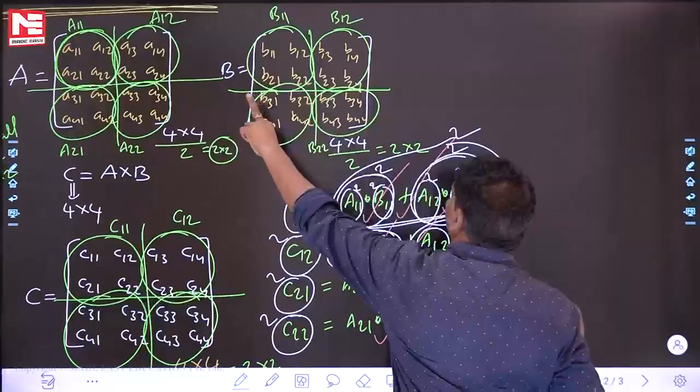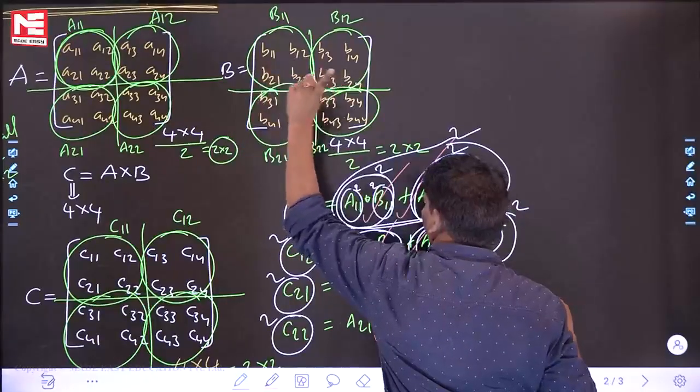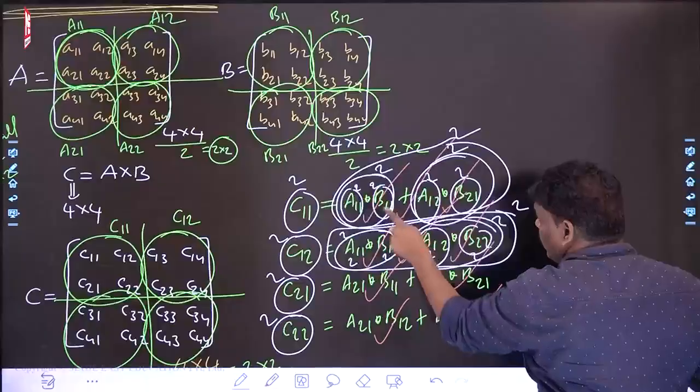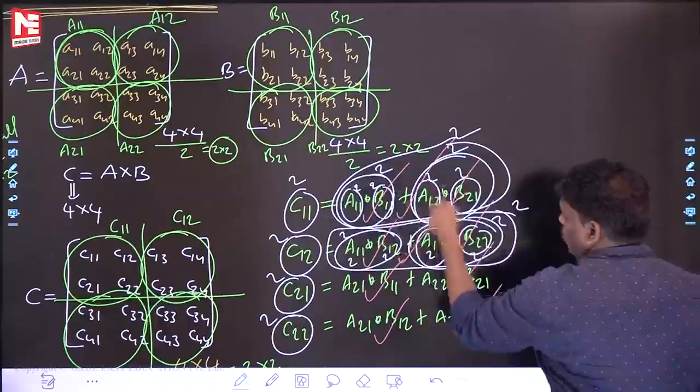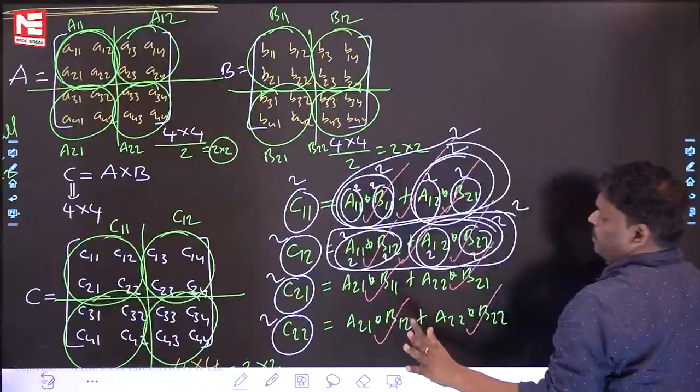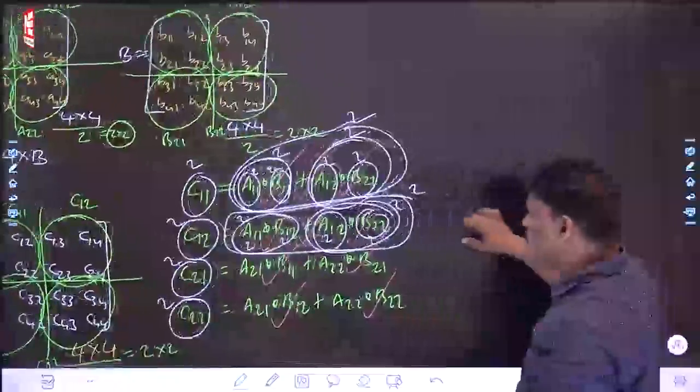If you want to multiply two matrices of size 4 by 4, you have to do 8 matrix multiplications in terms of 2 by 2. Check: 1, 2, 3, 4, 5, 6, 7, 8. Next, 4 additions you have to do.